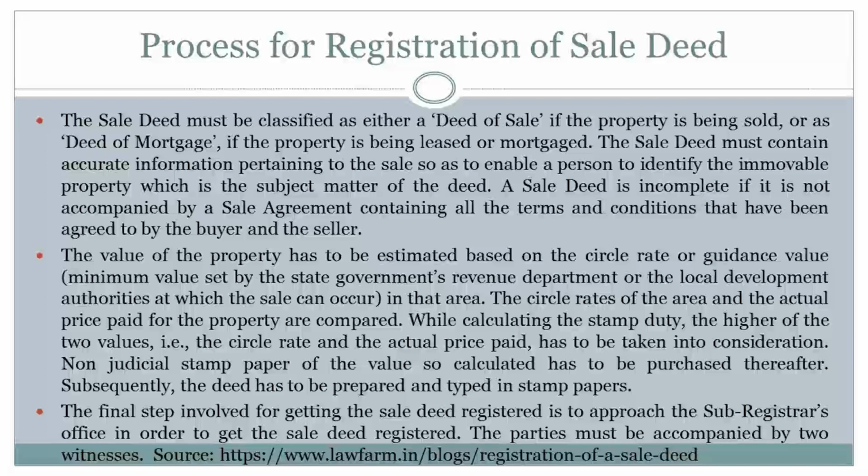Okay, while calculating the stamp duty, the higher of the two values, that is the circle rate and the actual price paid, has to be taken into consideration. Non-judicial stamp paper of the value so calculated has to be purchased thereafter. Subsequently, the deed has to be prepared and typed in stamp papers. The final step involved for getting the sale deed registered is to approach the sub-registrar's office in order to get the sale deed registered. The parties must be accompanied by two witnesses. I hope that's clear. Pause it and read it very, very carefully, ladies and gentlemen.